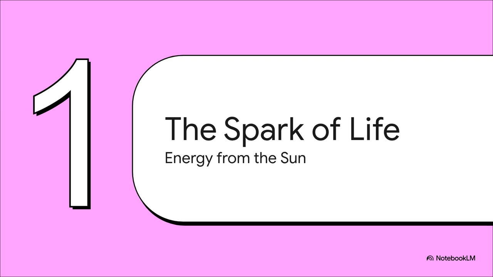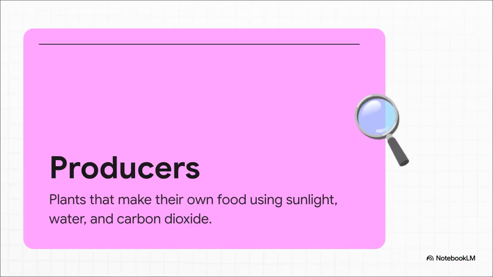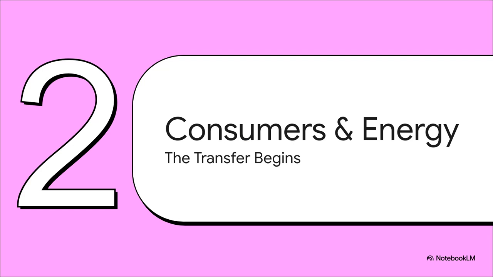Section 1. The spark of life. So, producers are the vital foundation of this whole energy grid. They're the only living things capable of catching raw solar energy from the sun and turning it into usable biological currency. Without this very first step, photosynthesis, the entire grid just doesn't power up. It's that simple.